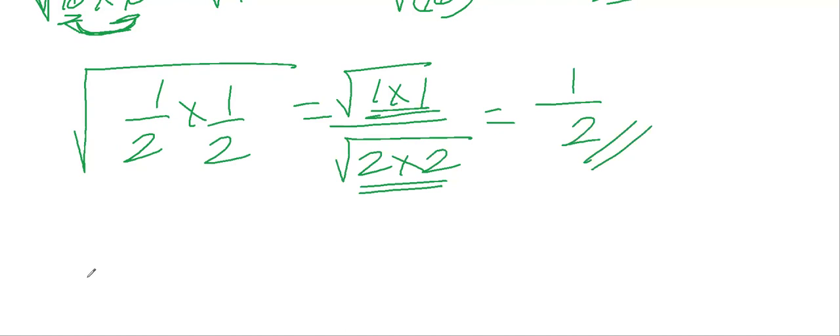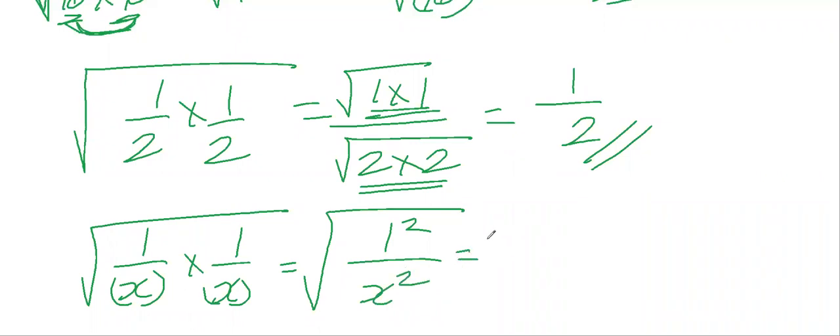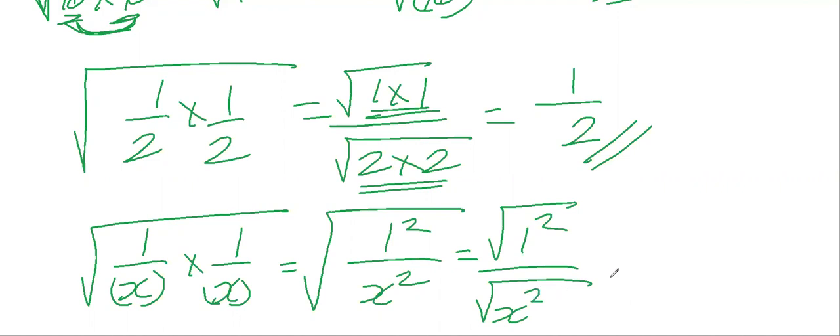Similarly, instead of 2, if it is say 1 by x into 1 by x, so you will get square root of 1 square upon x square. This is nothing but square root of 1 square upon square root of x square, which is nothing but 1 by x. Understood now? Yes.